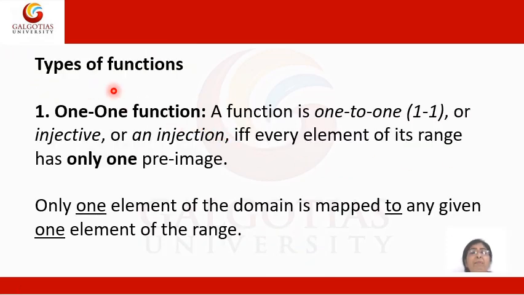Next is types of functions. First is the one-one function. A function is one-to-one, or injective, or an injection, if every element of its range has only one pre-image. So if every element of the range has only one pre-image, then that function is said to be a one-one function.